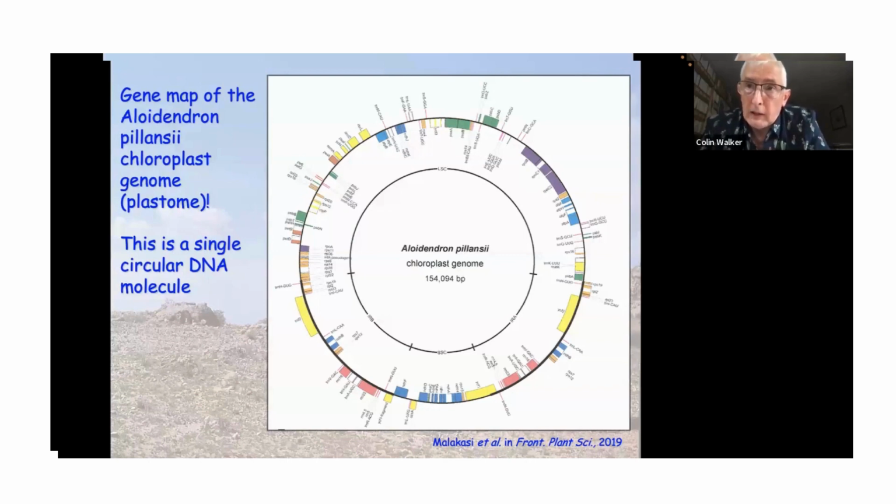And with modern molecular sequencing, it is fairly easy to sequence the genes of this. It is much, much smaller than the nuclear DNA, which is in the chromosomes. So here we have a gene map of the chloroplast genome, or the plastome, of Aloidendron palanzii. This is quite a small DNA molecule, and it is relatively easy to sequence compared to the chromosome DNA, which is huge by comparison, and we're a long way off from having that completely sequenced. Enough of the molecular biology.